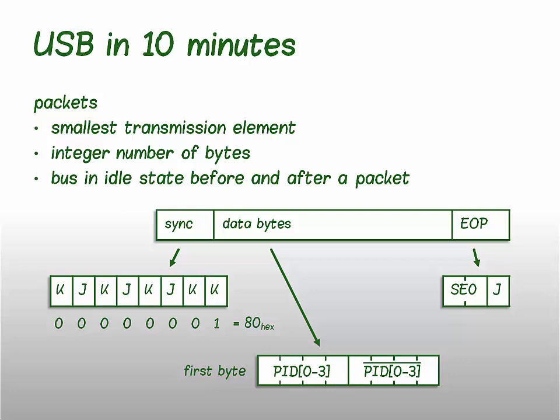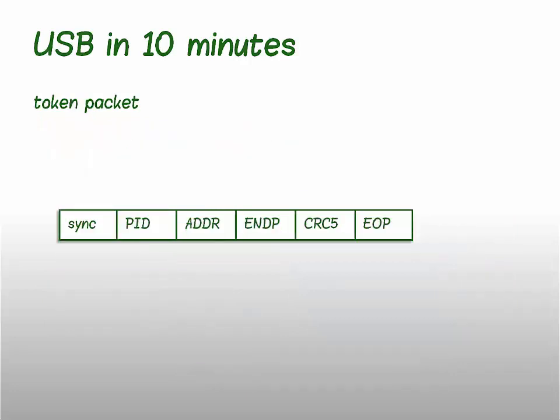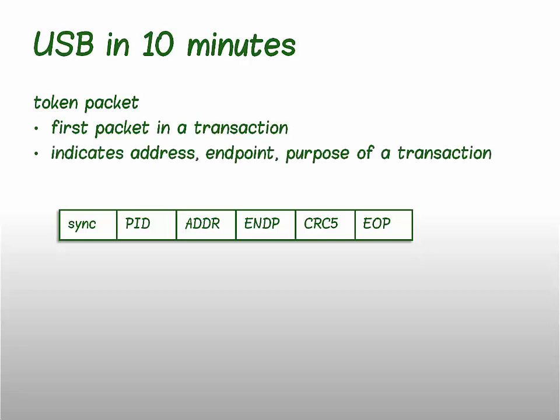Upper four bits are inversion of the lower bits as a fast error check. Let's have a look at the different packets. First we have a token packet. This packet is always the first packet in a transaction. It indicates device address, endpoint and purpose of transaction. In low-speed USB we have in packet, out packet and setup packet.